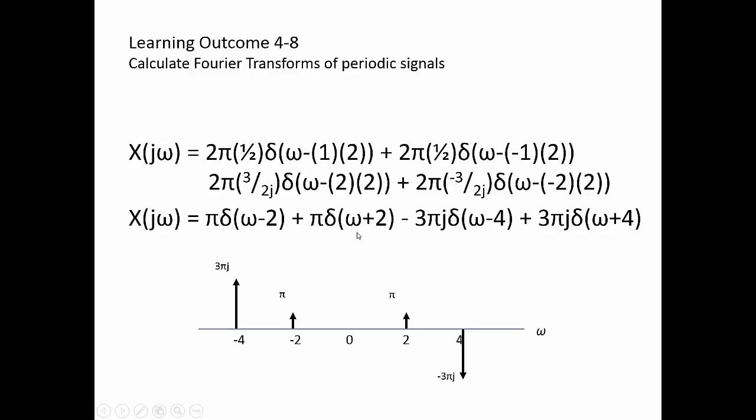The second term occurs when omega plus 2 is equal to 0. Again, an area of pi. Again, an arrow because it's a continuous impulse function. Our third term occurs when omega minus 4 is equal to 0. And our fourth term occurs when omega plus 4 is equal to 0. Notice that these areas are imaginary. It's a little bit sloppy mathematically, but it works, and it's something you commonly see when working with these things as an engineer.